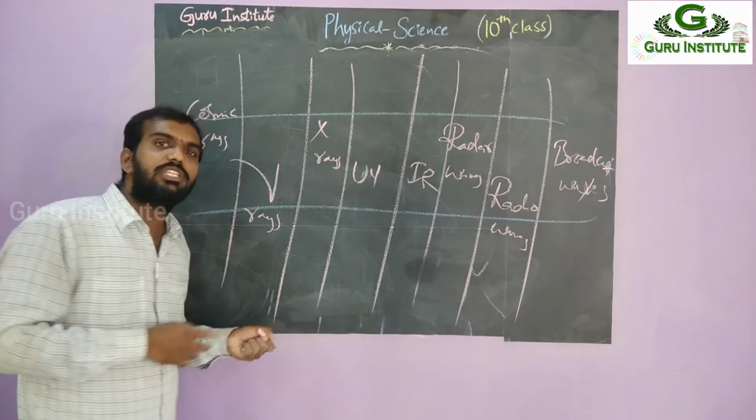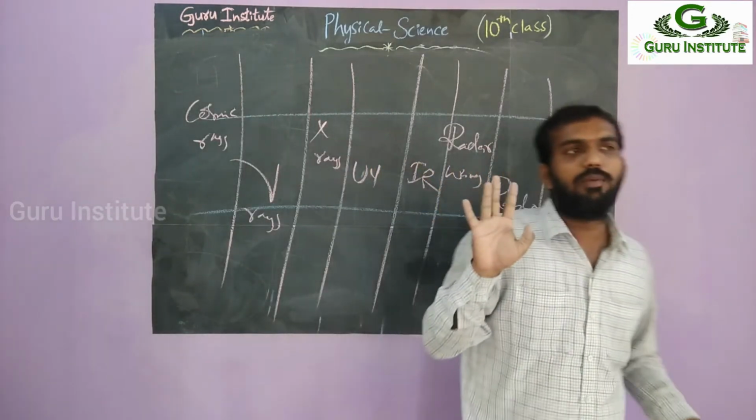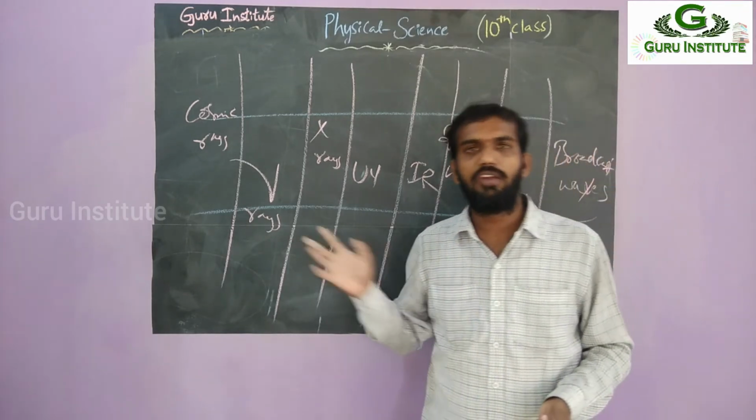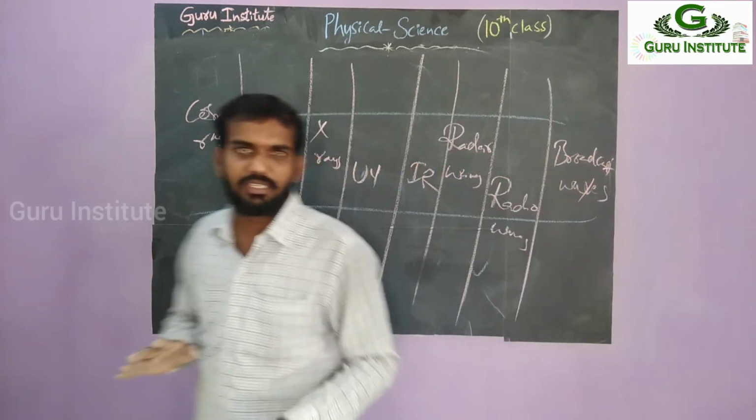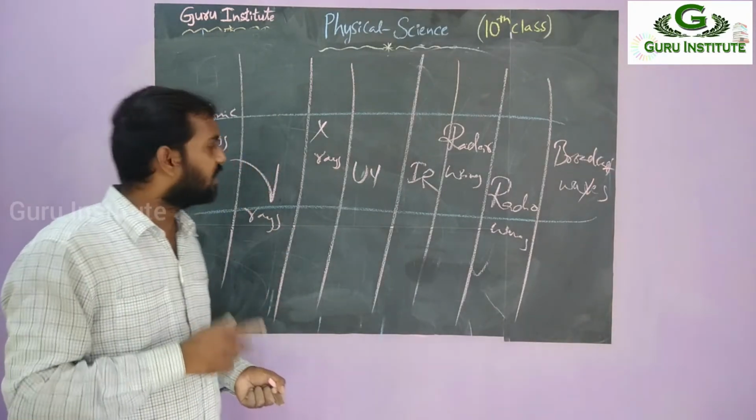Our eye is sensitive to only violet to red colors. That means white color only we are able to see. Already, we have seen this in the scattering of light concepts and the dispersion concept. The white light is divided into seven colors. That is dispersion.